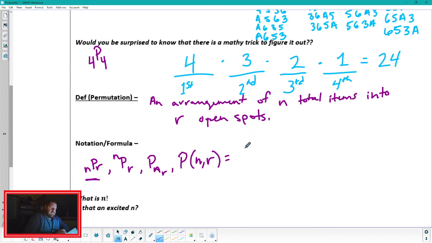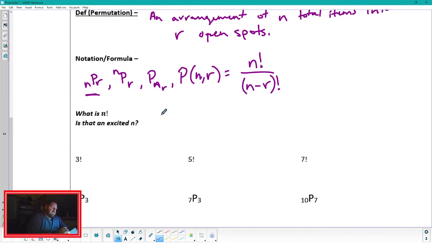The formula for it is, I'm going to write it and then talk about it. Okay. What is an exclamation point? Is that just an excited N? No, it's not. It's actually a math symbol, and it does mean something very, very specific. It means factorial. So n exclamation point is said as n factorial.